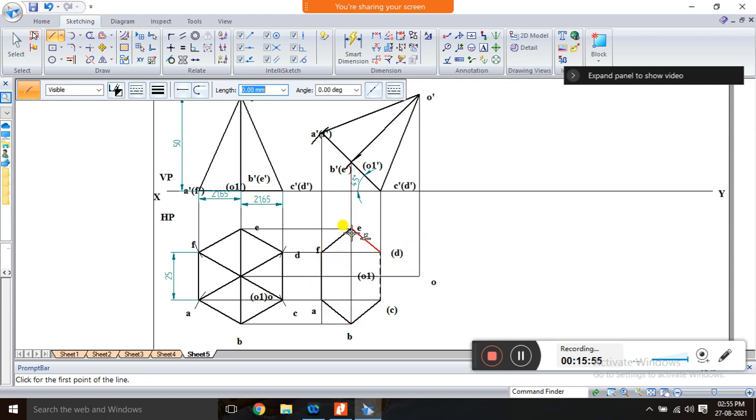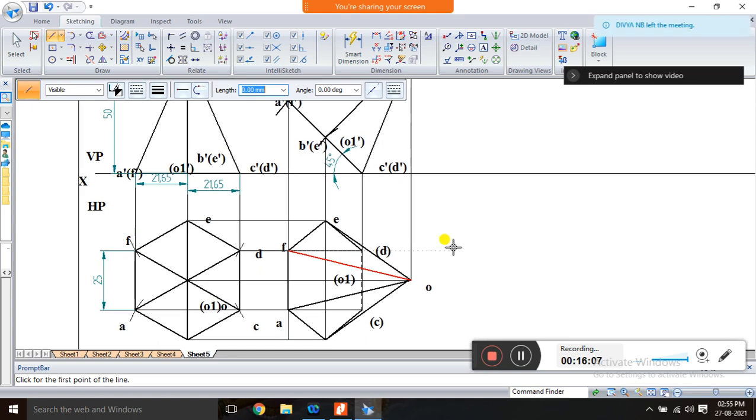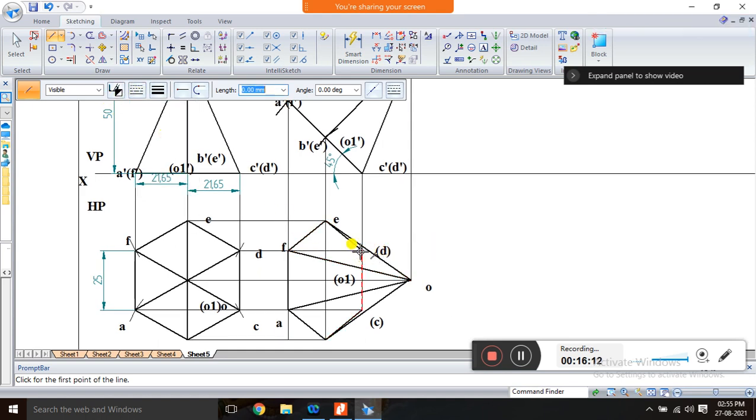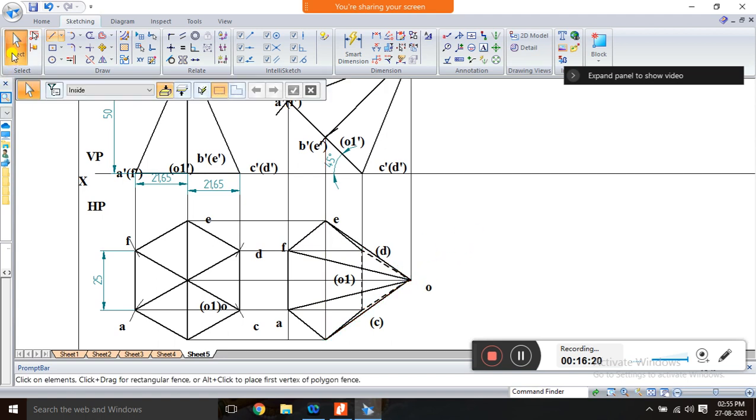Like this you have to join. Then E to O is visible, F to O is visible, A to O is visible, and D to O is visible. But here, this D dash to O is not visible and C dash to O is not visible. With the help of a scale, you just join all these edges.